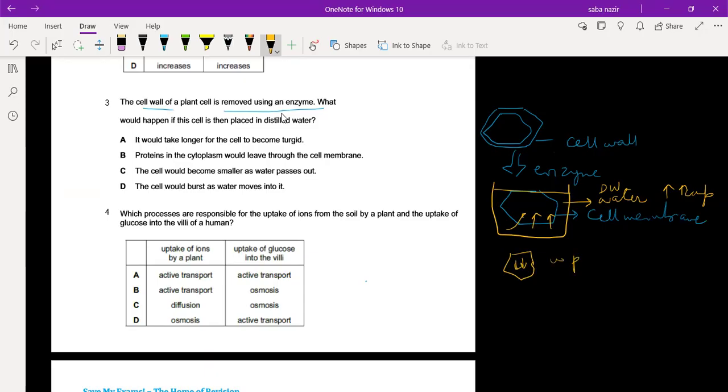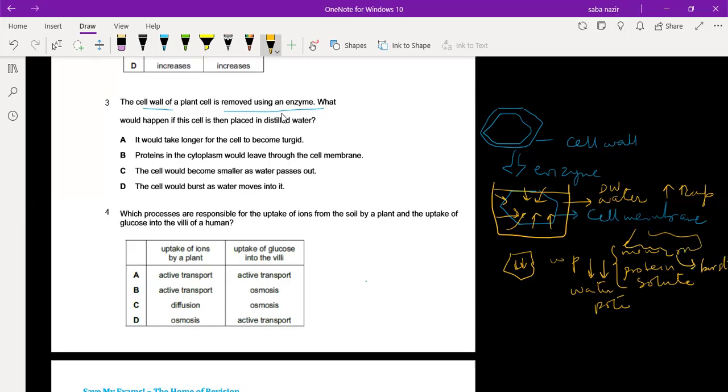The answer is the cell has minerals inside, the cell has proteins inside, the cells have different amounts of solute inside. So all these solutes contribute to decrease the water potential. Now what will happen? If the water keeps on entering the cell, obviously there's a limit of expansion, and after that the cell will burst. So this is the correct answer.